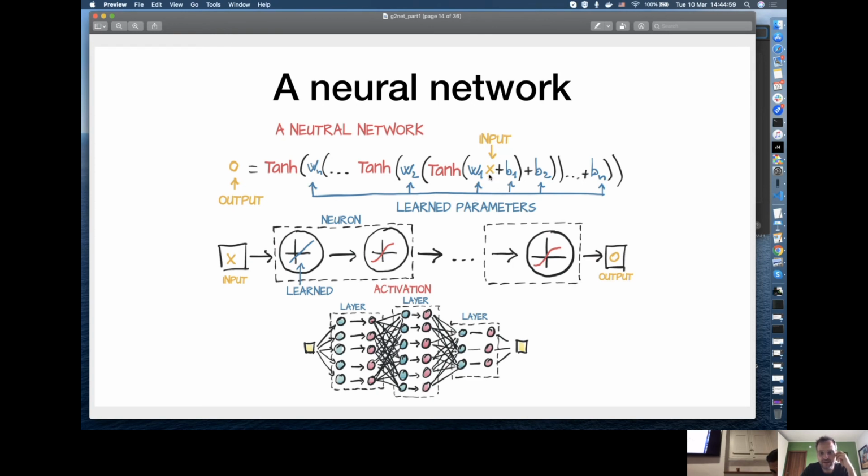Sorry, W1 will be a matrix, and B1 and X will be vectors. Okay.